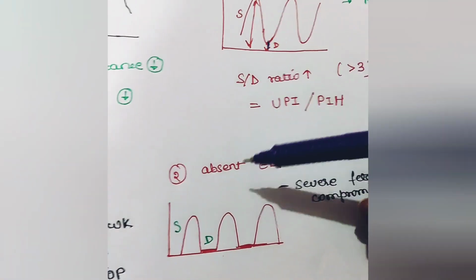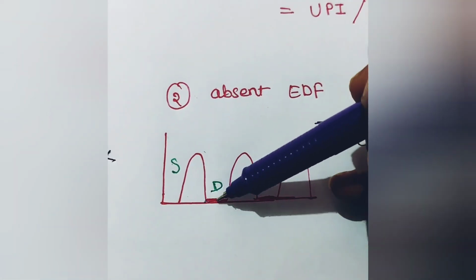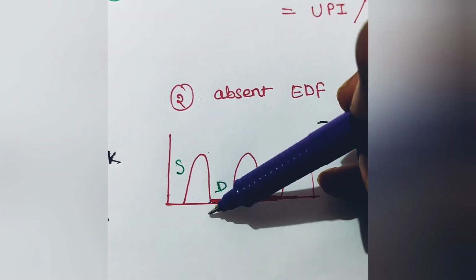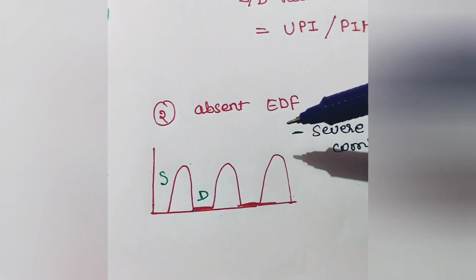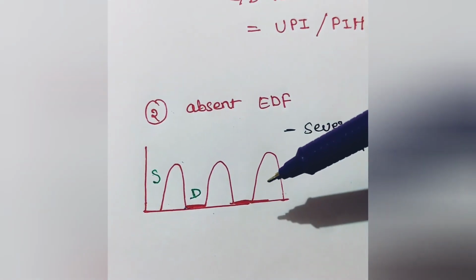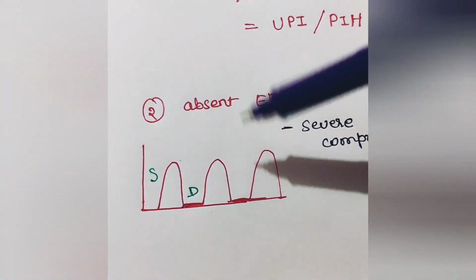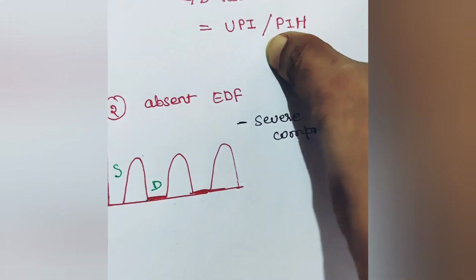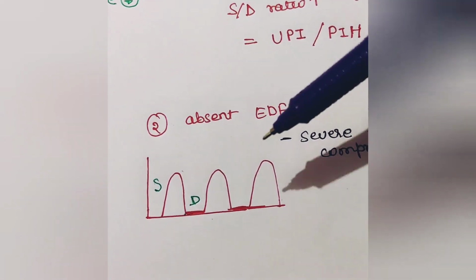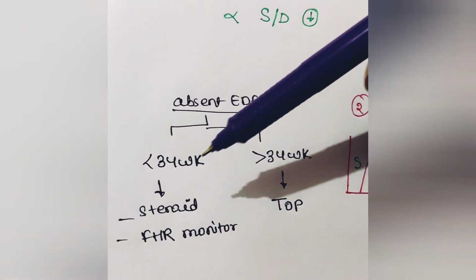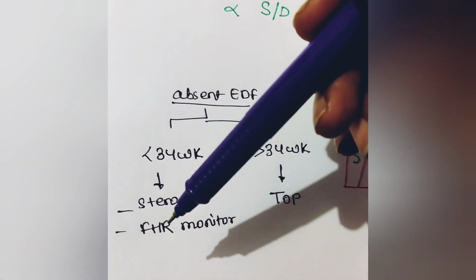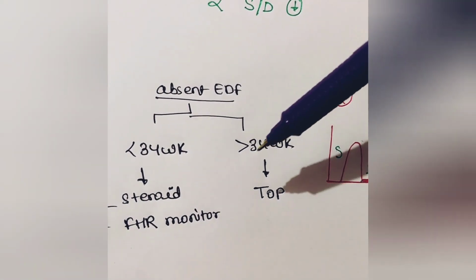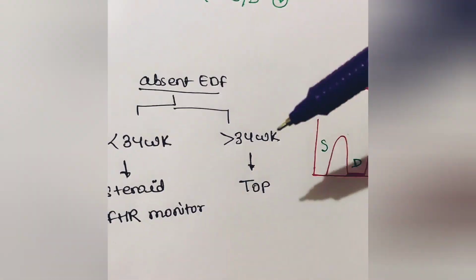Sometimes there may be absent end-diastolic flow. Here we can see there is no flow in diastole. So this is systolic wave and there is no flow in diastolic wave. This is absent end-diastolic flow. In this case, the aim should be to deliver before reversal. So such fetus have poor outcome. This denotes severe fetal compromise, and the time of delivery depends upon the period of gestation. If the baby is less than 34 weeks, in case of absent end-diastolic flow, we will give steroid and keep on FHR monitoring. But if the baby is more than 34 weeks, we should terminate the pregnancy.